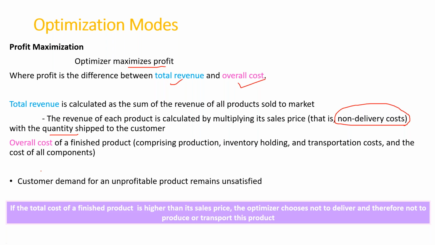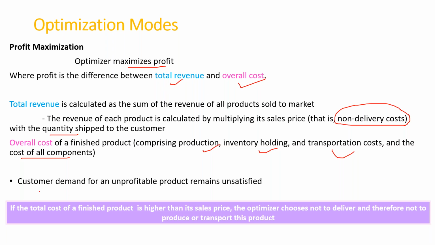And what is the overall cost? Overall cost comprises the production, inventory holding, transportation, and cost of all components. Like to make our smartphone S12, it requires the chip, battery, earphones, etc., and there is a cost involved in everything. So the product cost also is high. Now it takes the difference between the revenue that I earn if I do a supply and the cost that I incur. That difference is my profit, and it tries to maximize the profit.